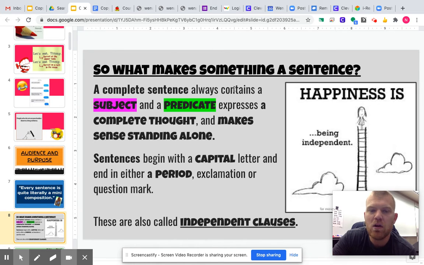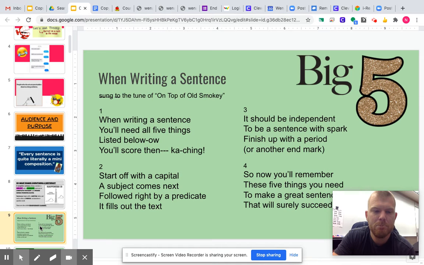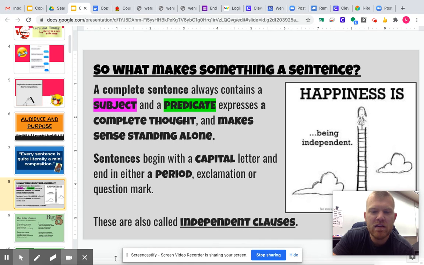So a complete sentence always contains a subject and a predicate. A predicate expresses a complete thought and would make sense standing alone. Write this down as well. Sentences begin with a capital letter and end in either a period, exclamation, or a question mark. A simple sentence is also called an independent clause. Independent clause.